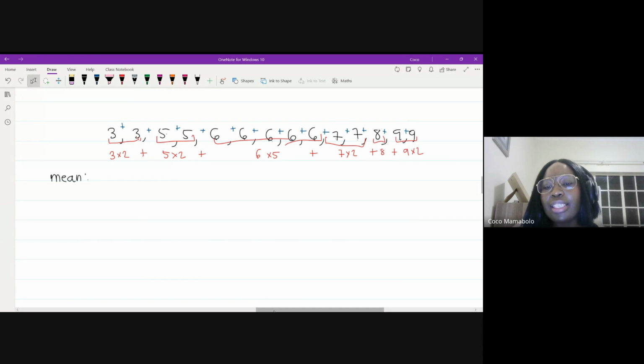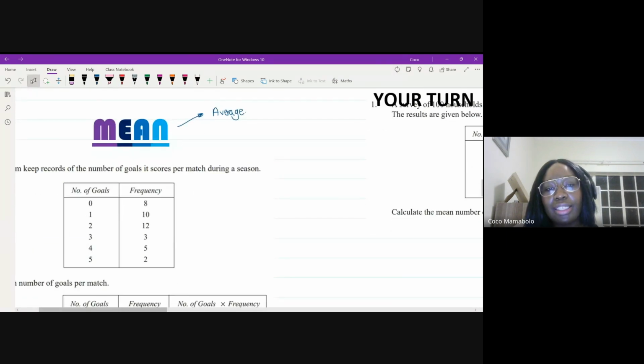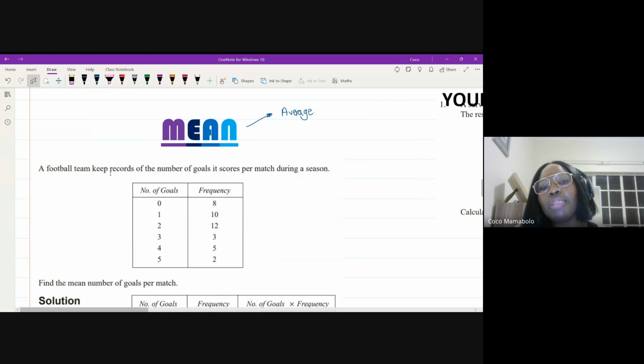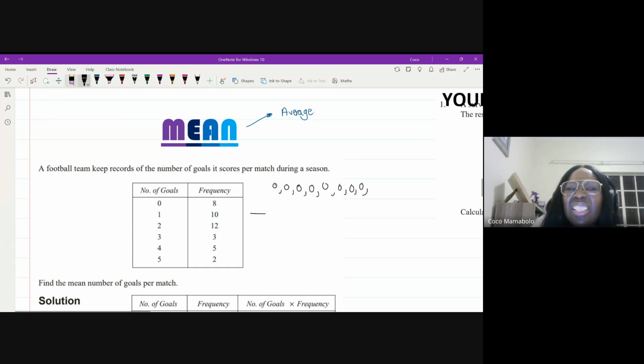Now, let's say they give us this. It says here, a football team keeps records of the number of goals it scores per match during a season. If we look at this, we know that in 8 games, they scored 0. So this is what our data would look like. We would have 8 zeros, and then we would have to write 10 ones, and then 12 twos. That's a lot, right?